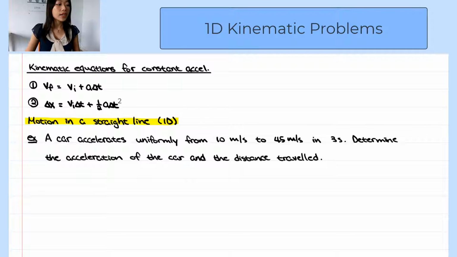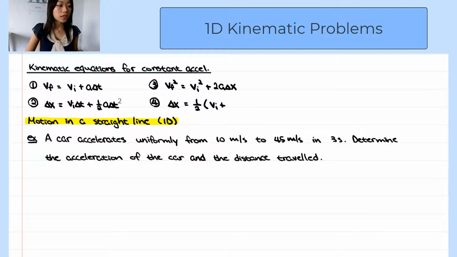Then we isolate for delta t and acceleration from the first equation and substitute them separately into the second equation to get the third and the fourth kinematic equation. The third equation is final velocity squared equals initial velocity squared plus 2 times acceleration times delta x. And the fourth equation is delta x equals half times initial velocity plus final velocity times delta t.